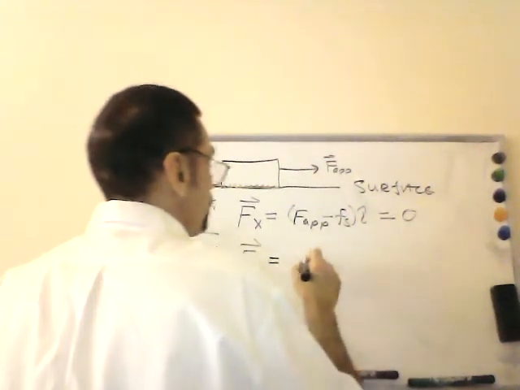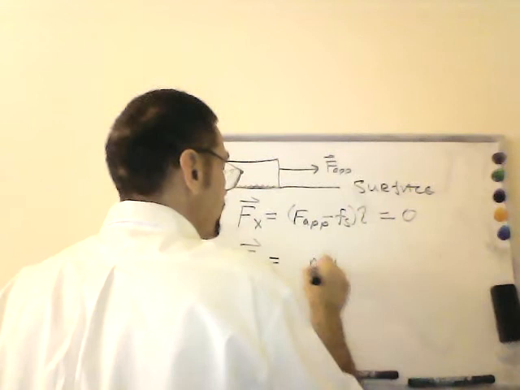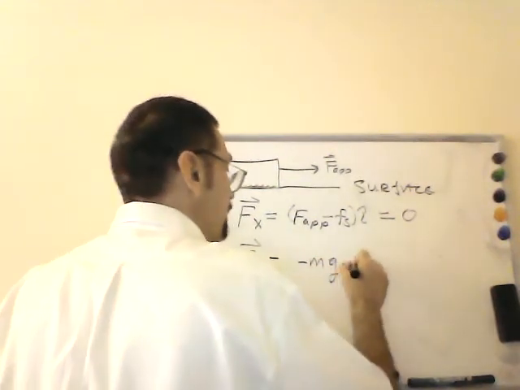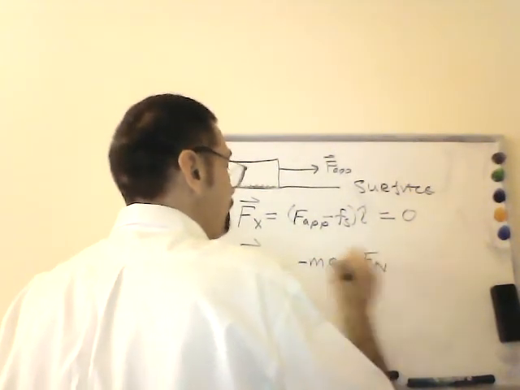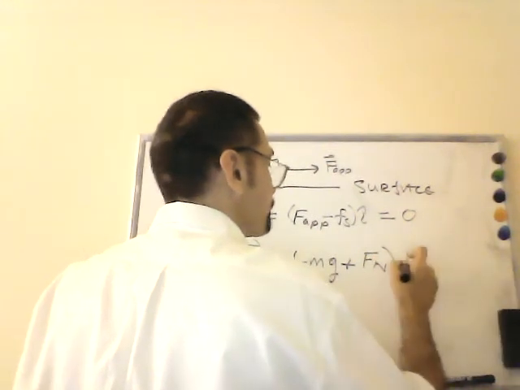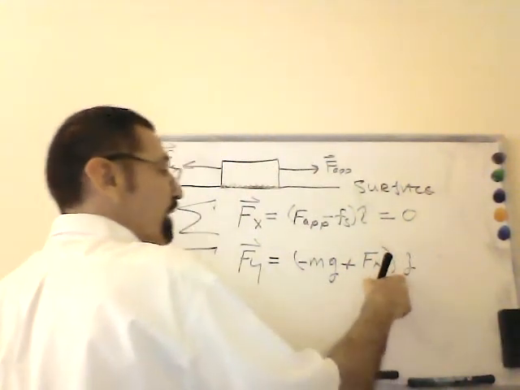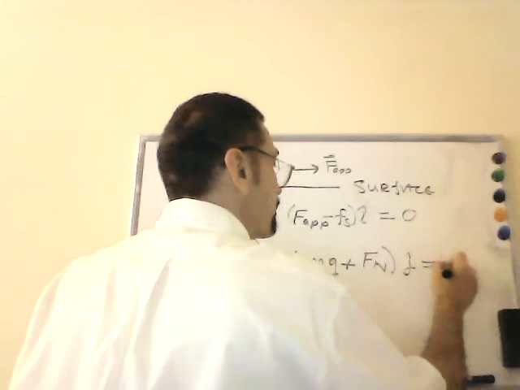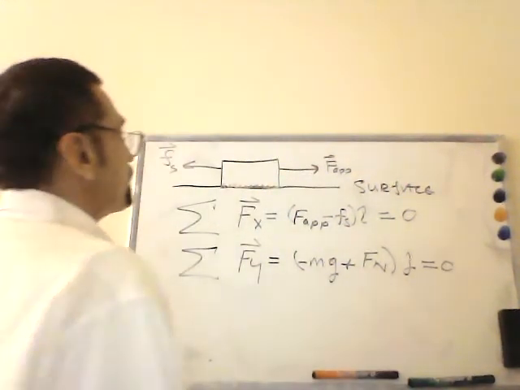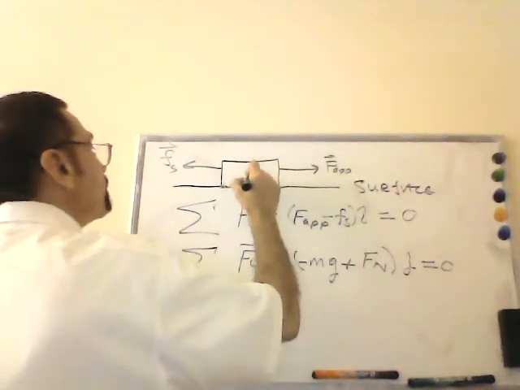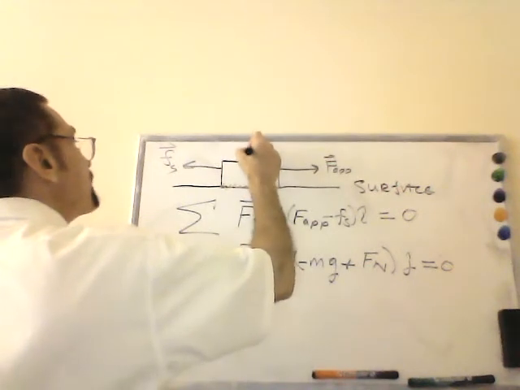Sum of the forces in the y direction, you've got mg down, plus the normal force upward, times the unit vector j, equal to 0. What do we have here? This is the normal force in this direction.